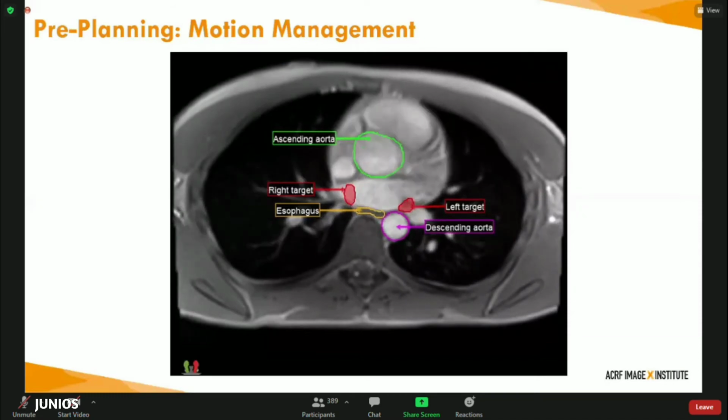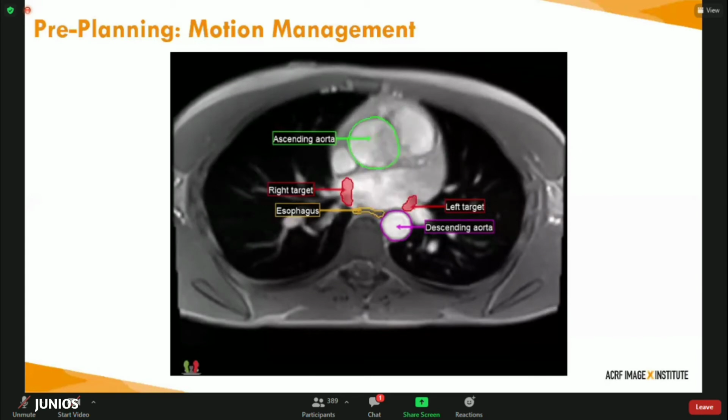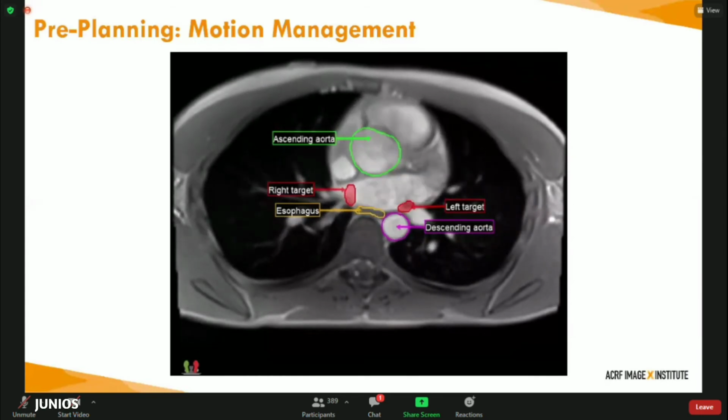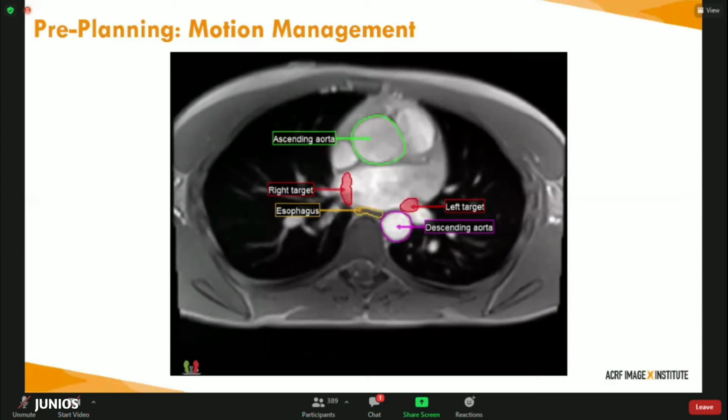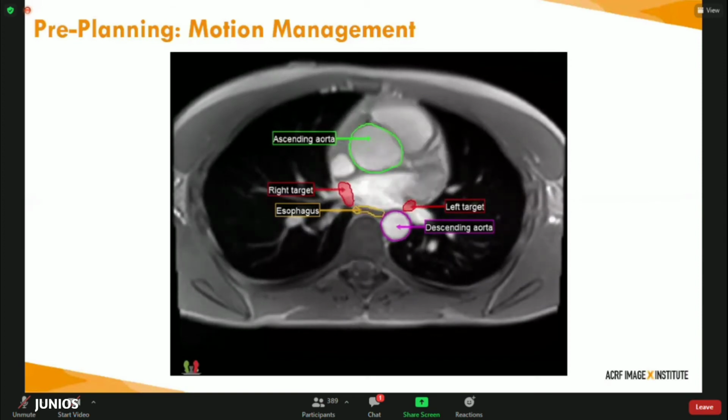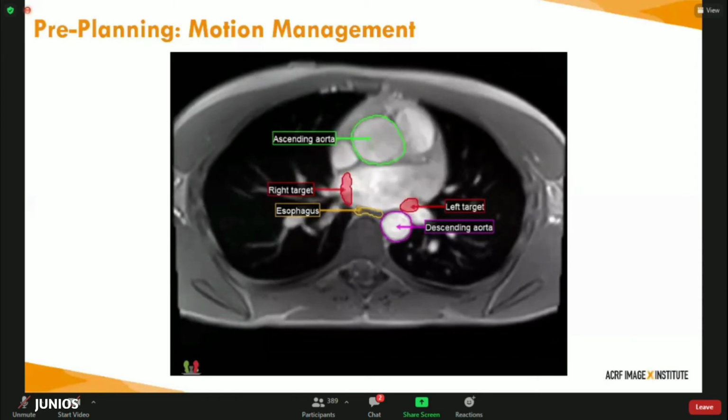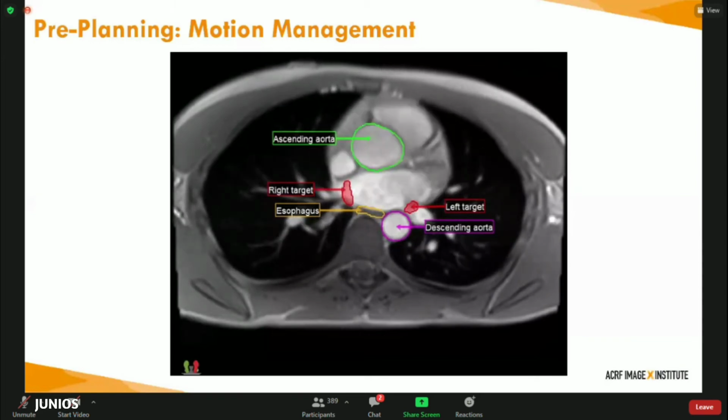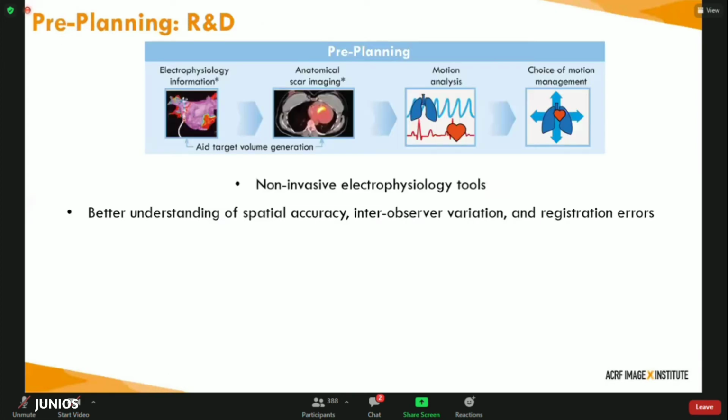It's also important to consider target proximity to surrounding structures. For example, multiple studies have reported that the esophagus is in direct contact with atrial fibrillation cardiac radioablation targets in up to 75% of patients. This highlights the importance of careful selection and motion management, because if it goes wrong, the clinical effect could be drastic.